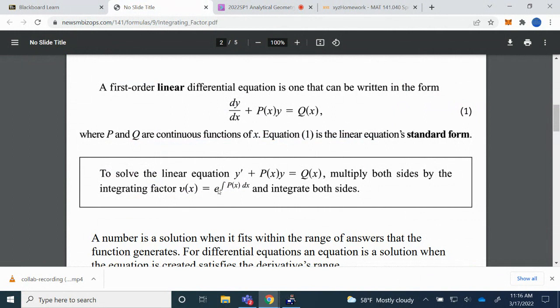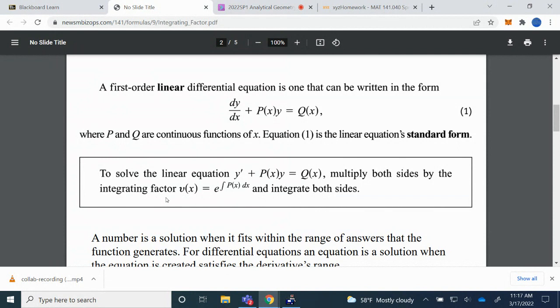Now, when we solve a linear differential equation, we use something called an integrating factor. So we figure out the integrating factor, we multiply both sides by the integrating factor, and then we integrate. We'll take a look at this part in the next section. You can also get a sneak peek in the video that's posted on the homepage.